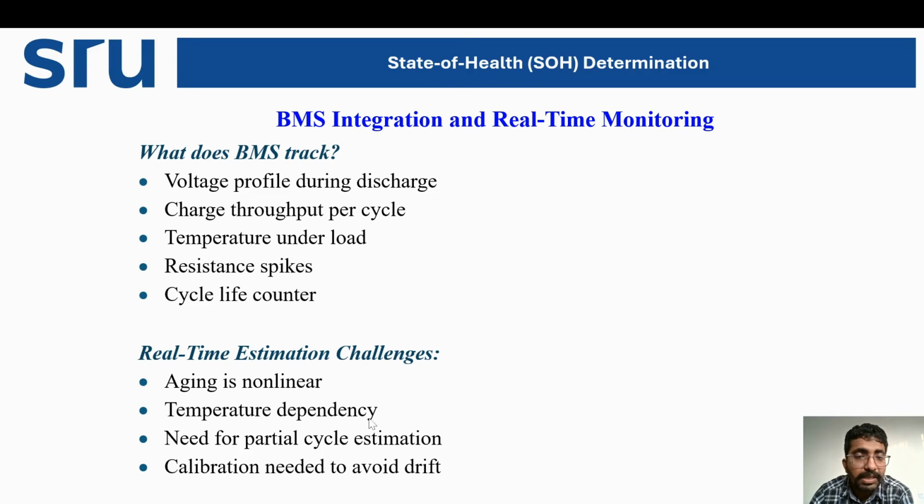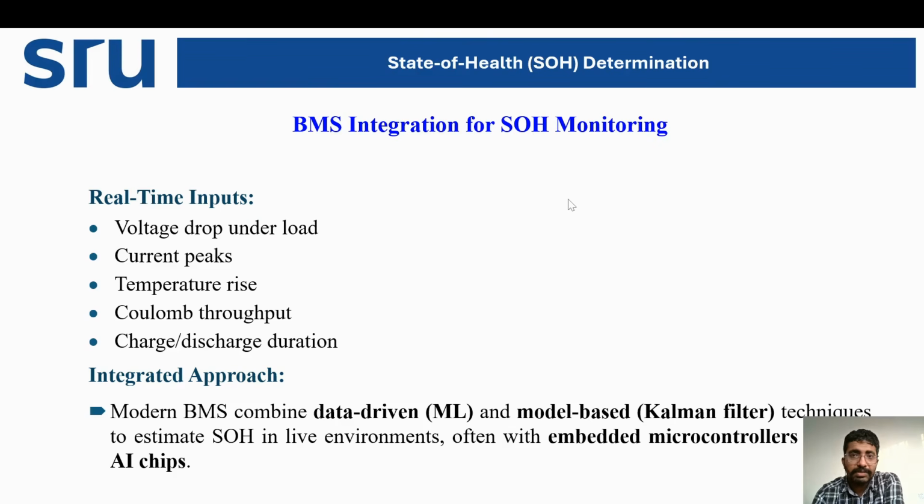Then there is the need for partial cycle estimation. Okay, calibration is needed to avoid the drift. So definitely some basic calibration or some experienced personnel are required to make the initial guess. Okay, so these things need to be accounted for while making the battery management integration of the state of health and state of charge, okay, for real-time monitoring purposes.